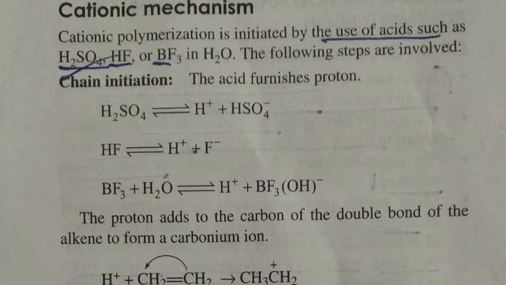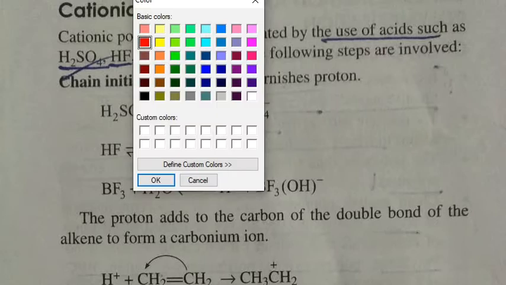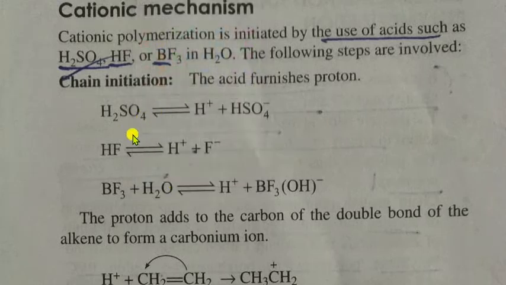A cationic mechanism, where we'll start with the initiation reaction first. In the initiation process, the initiators we choose are H2SO4, HF, or BF3. If you look at any one of these, all three are called Lewis acids.